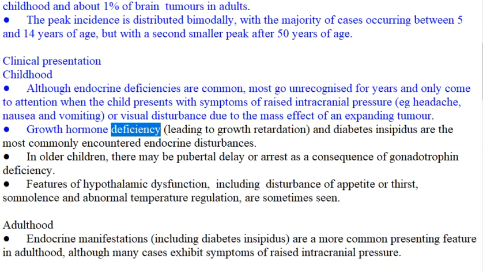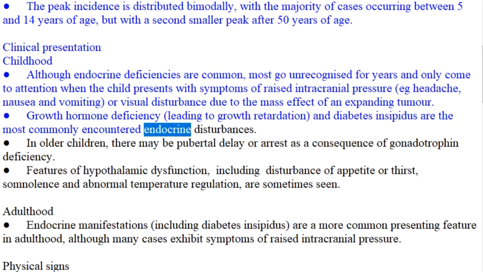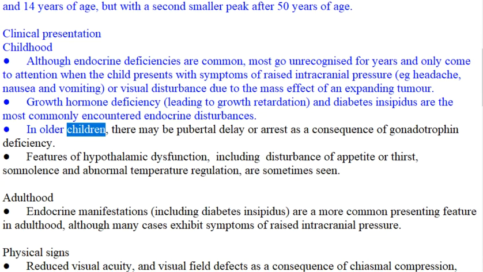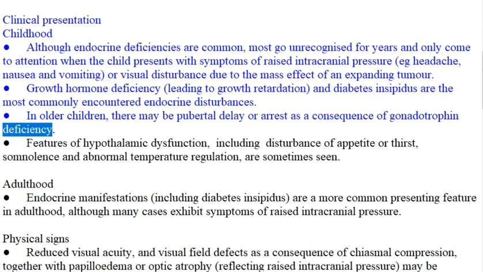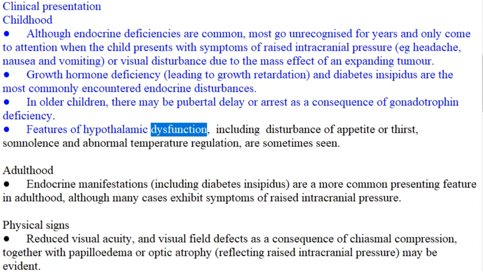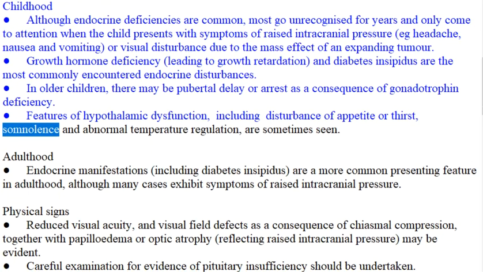Growth hormone deficiency, leading to growth retardation, and diabetes insipidus are the most commonly encountered endocrine disturbances. In older children, there may be pubertal delay or arrest as a consequence of gonadotrophin deficiency. Features of hypothalamic dysfunction, including disturbance of appetite or thirst, somnolence, and abnormal temperature regulation, are sometimes seen.